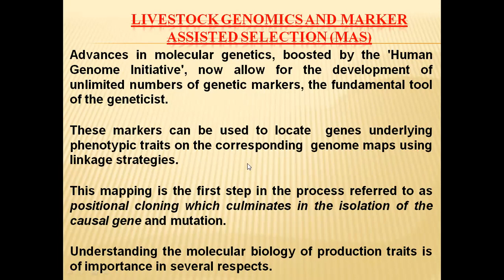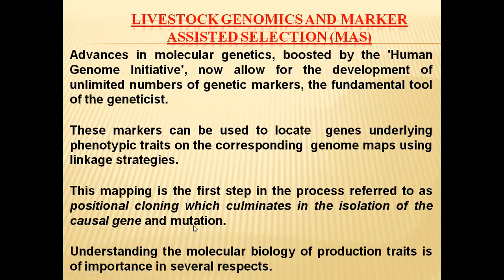And these genetic markers are also useful in constructing genome maps. Construction of genome maps uses linkage experiments. So linkage experiments also help in the construction of genome maps. In this case also, scientists depend on genetic markers. This genetic mapping is the first step in the process of positional cloning. This positional cloning culminates in the isolation of the causal gene and mutation.